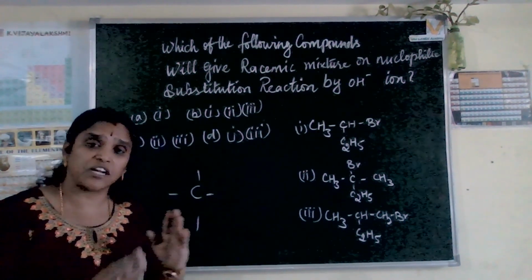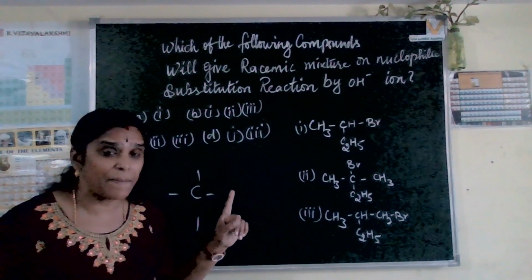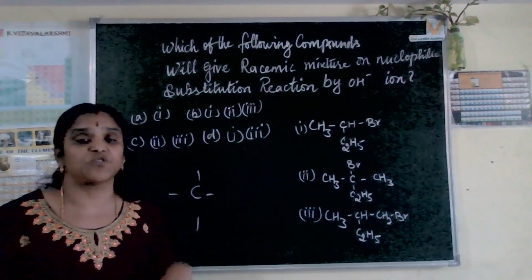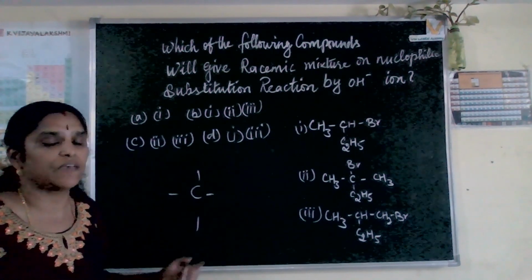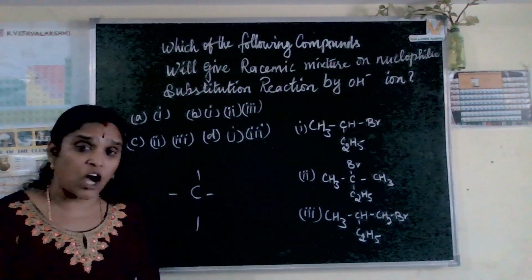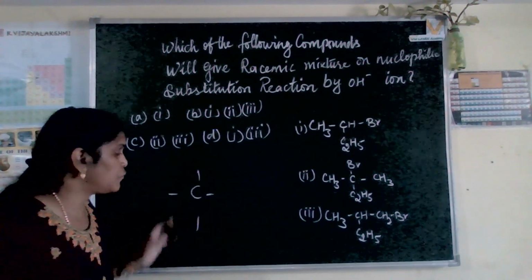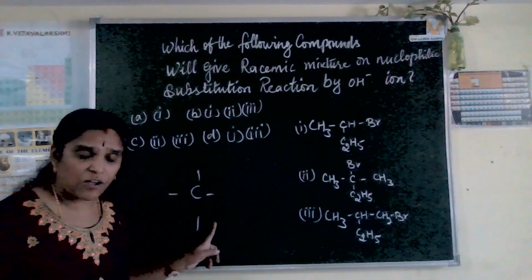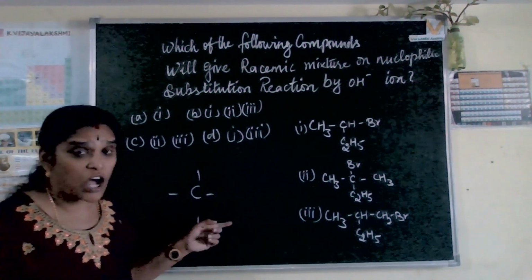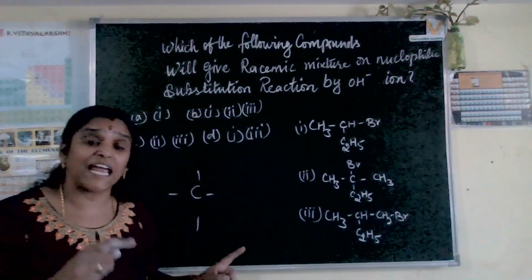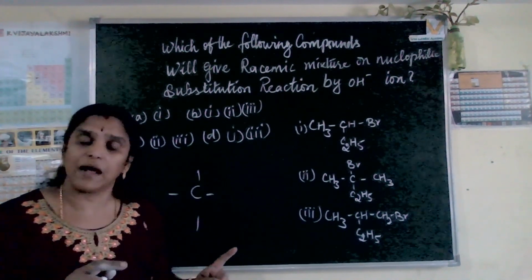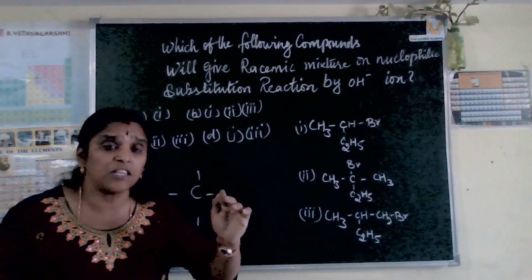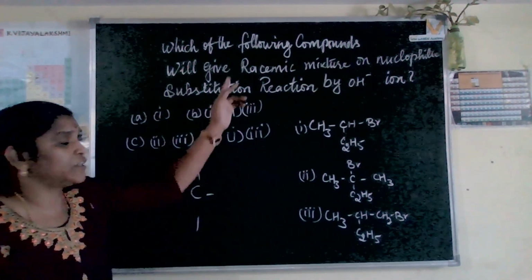A racemic mixture comes under the SN1 mechanism. Only the SN1 mechanism gives dextro and levo forms, which is what we have mentioned; it is a racemic mixture. So we need a carbon connected with four different groups or atoms, which is the chiral or asymmetric carbon. And one more thing, a secondary halide has to be attached to that carbon, and the compound should be optically active.